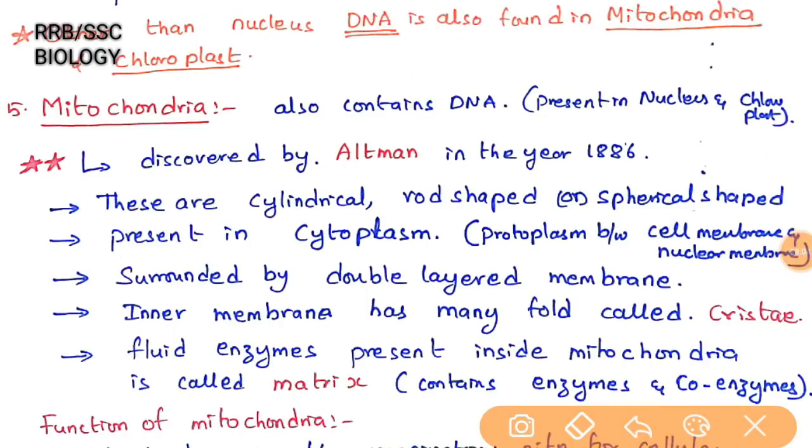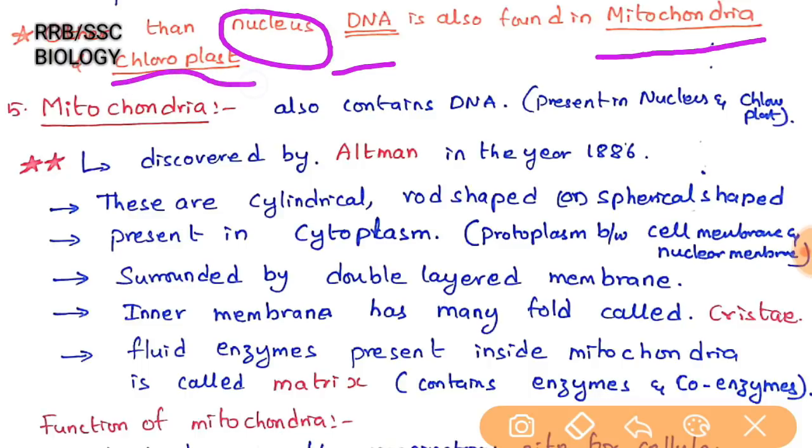Other than in the nucleus, DNA, deoxyribonucleic acid, is also found in mitochondria and chloroplast. Chloroplast is present only in plants, friends. Remember, in plants, the cell wall is present and chloroplast is present, and these are absent in the animal cell. Mitochondria is present in both animal cell and plant cell.